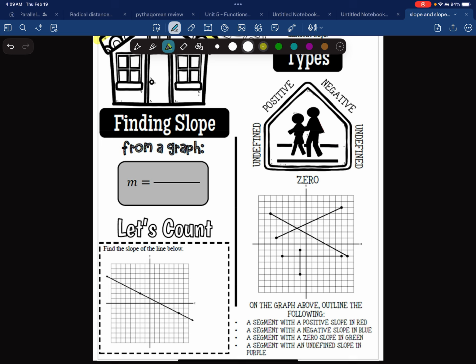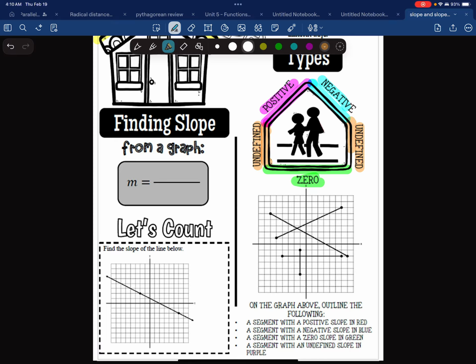Let's look at a positive. See how it's going up as I'm reading left to right? And then negative as I'm going down when I'm reading left to right. Then I've got a 0. See how it's just horizontal? So that gives me a 0. And then undefined.